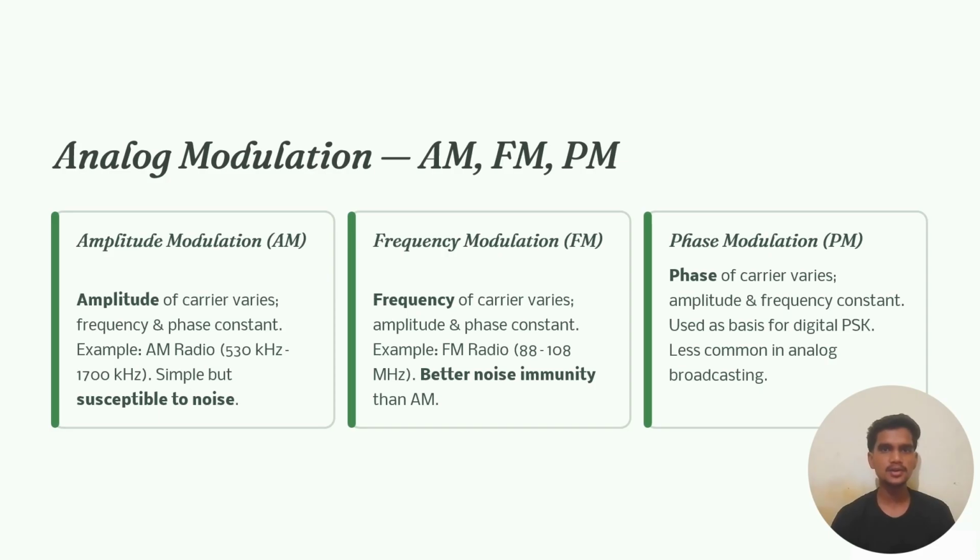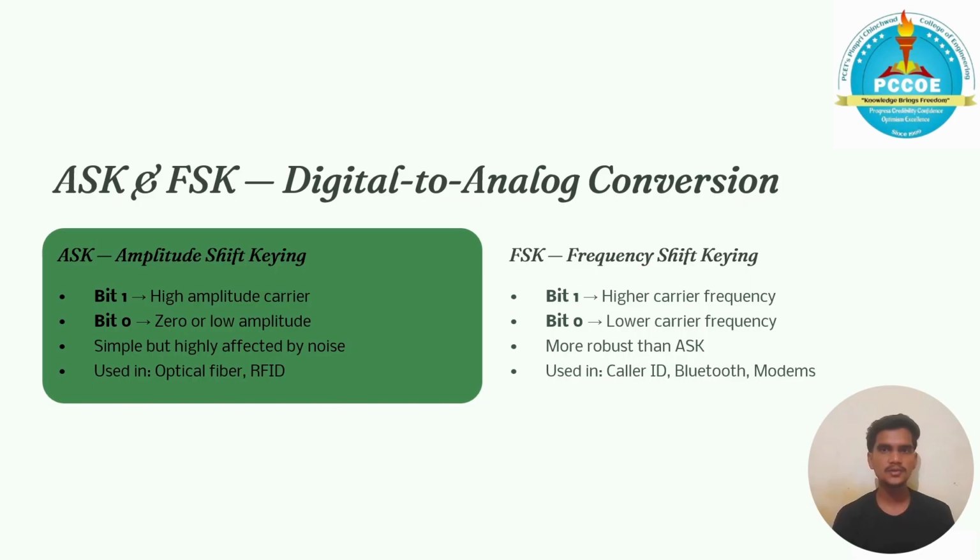In frequency modulation or FM, the frequency of the carrier changes according to the message. The amplitude stays the same. FM is much better at handling noise, that is why music sounds clearer on FM radio compared to AM. In phase modulation or PM, the phase of the carrier signal changes. This is less common in everyday broadcasting, but it forms the basis for digital phase shift keying, which we will see next.